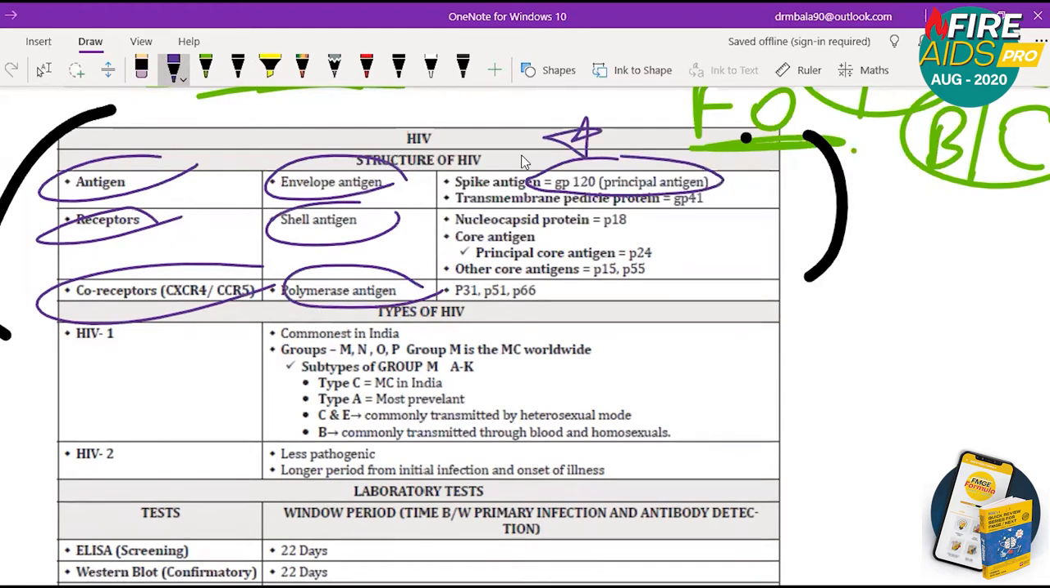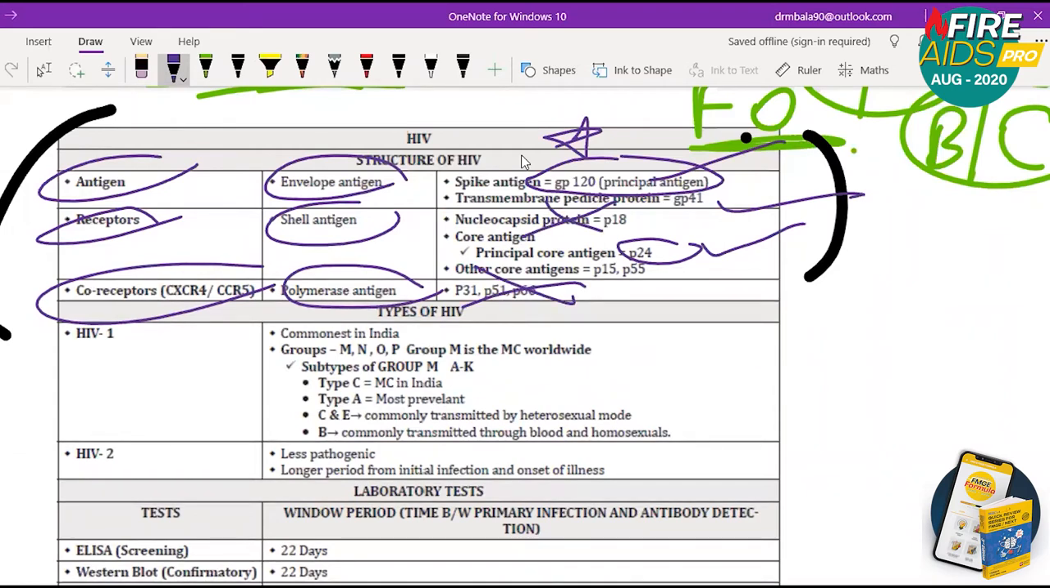This was an MCQ. In the same year, one more question came: the core antigen, that is P24. You need to know the transmembrane protein is GP41, the spike protein or spike antigen is GP120, and the core antigen is P24. This is very important. If you don't remember any other antigen, that is fine, but at least these you need to remember.